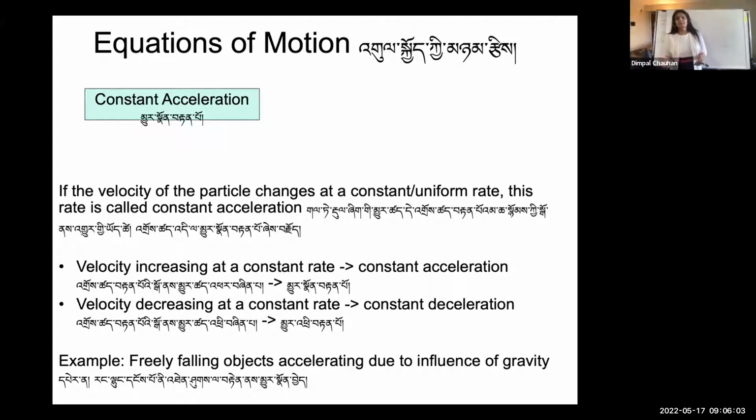So what it means is constant acceleration. We can know from the definition that the acceleration is constant. Now, acceleration is change in velocity. So how can we have constant acceleration? It's the velocity changes, increases or decreases at a uniform or constant rate.